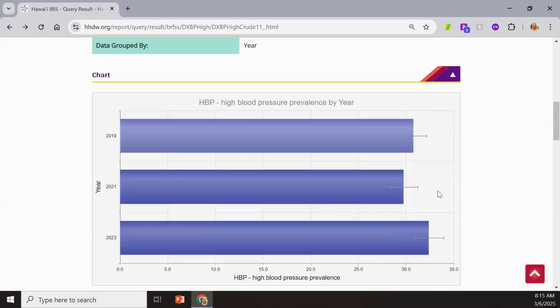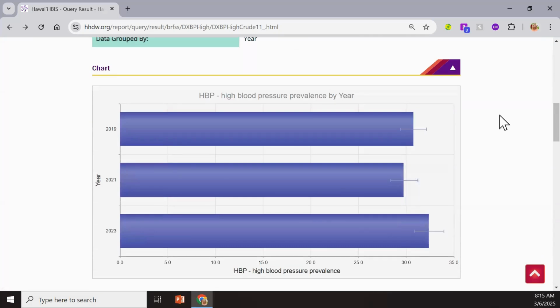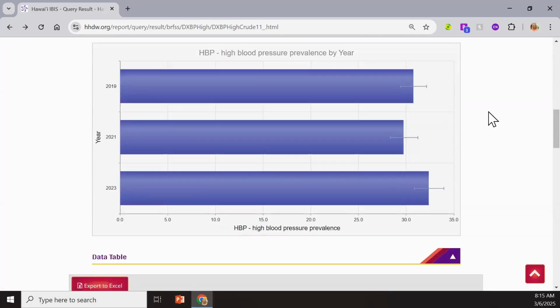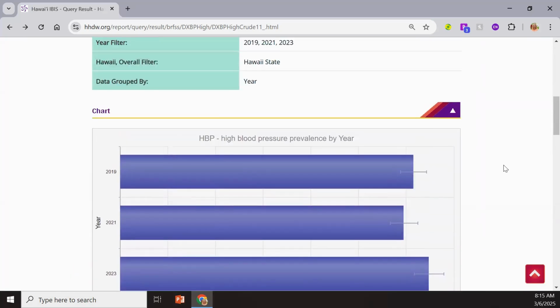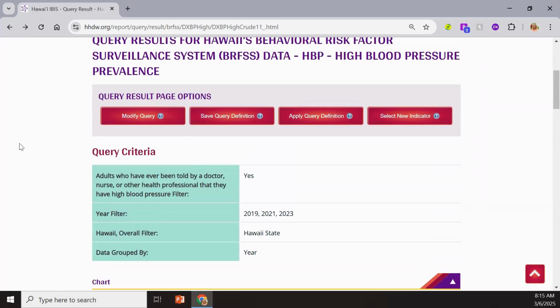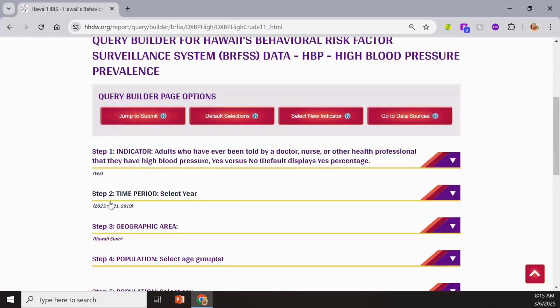Okay, so here we have the default query report for prevalence of high blood pressure. We're looking at the 3 most recent years of data for the state. We have the estimate, the lower and upper confidence intervals, the count, the average annual estimated population, and a measure of statistical stability. So if you think about high blood pressure, it probably is, like other chronic diseases, affected by age.